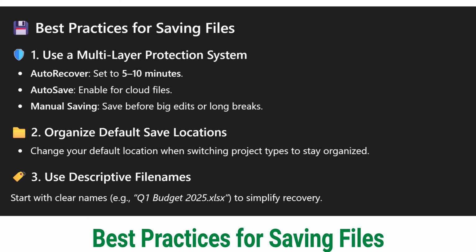Best practices for saving files. Now that you understand all these features, let's talk about best practices that will keep your work safe and your workflow efficient. First, use a layered approach to file safety. Enable AutoRecover with a short interval. I recommend 5 to 10 minutes. If you work with cloud storage, enable AutoSave for those files. And still develop the habit of manually saving at key points, like before making major changes or before closing for lunch. Think of it as 3 layers of protection: AutoRecover for crashes, AutoSave for continuous cloud backup, and manual saves for peace of mind.